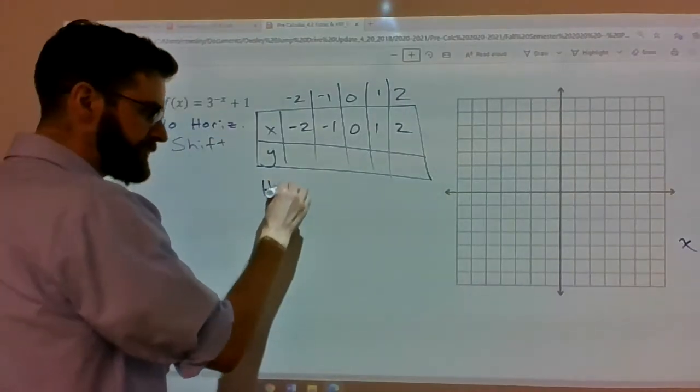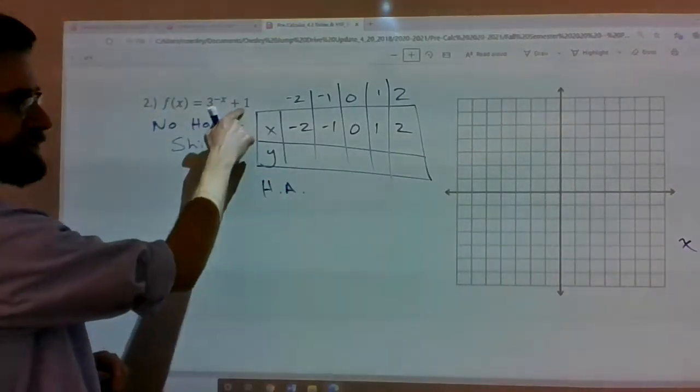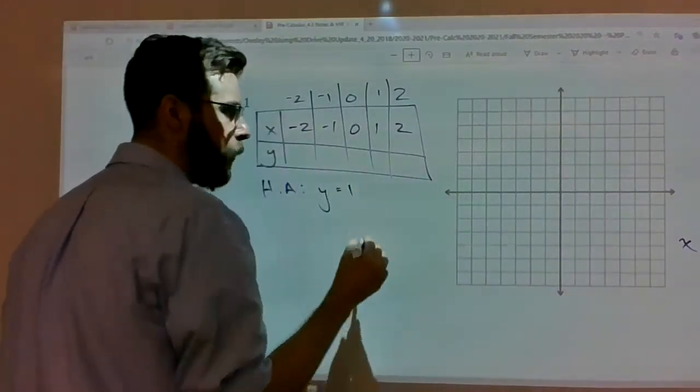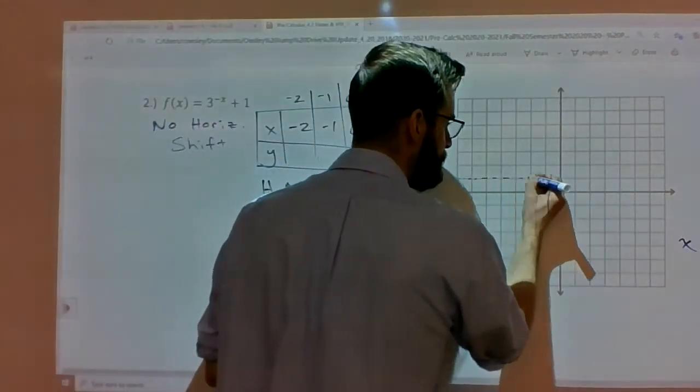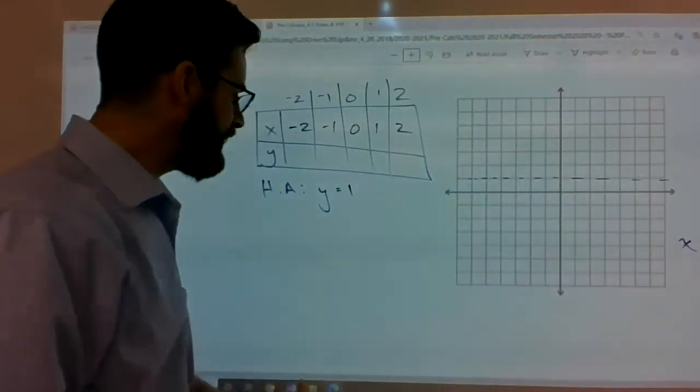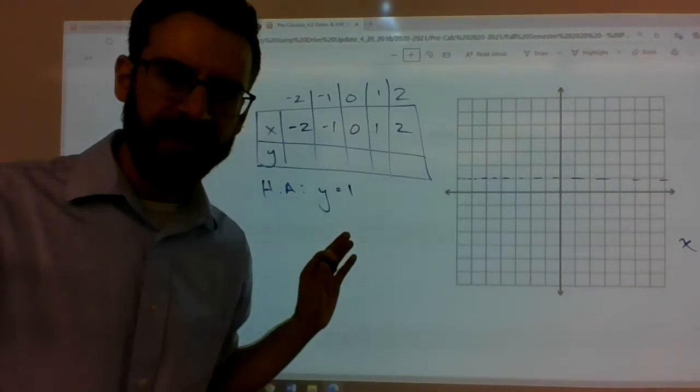Do we have our asymptotes down? The plus 1, yes, there's going to be one at y equals 1. Domain and range, I think I'll graph it before I start making decisions about that.